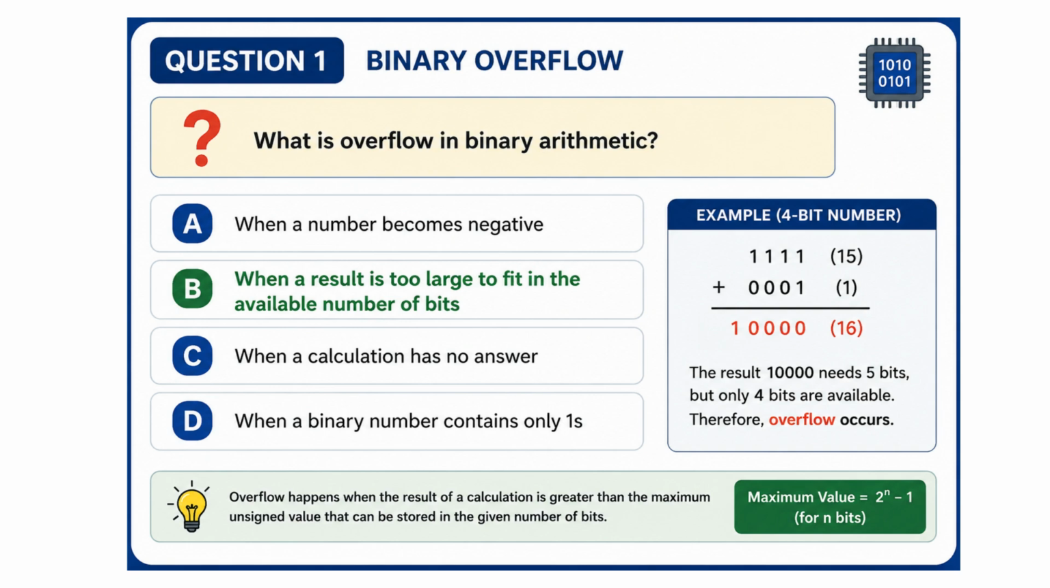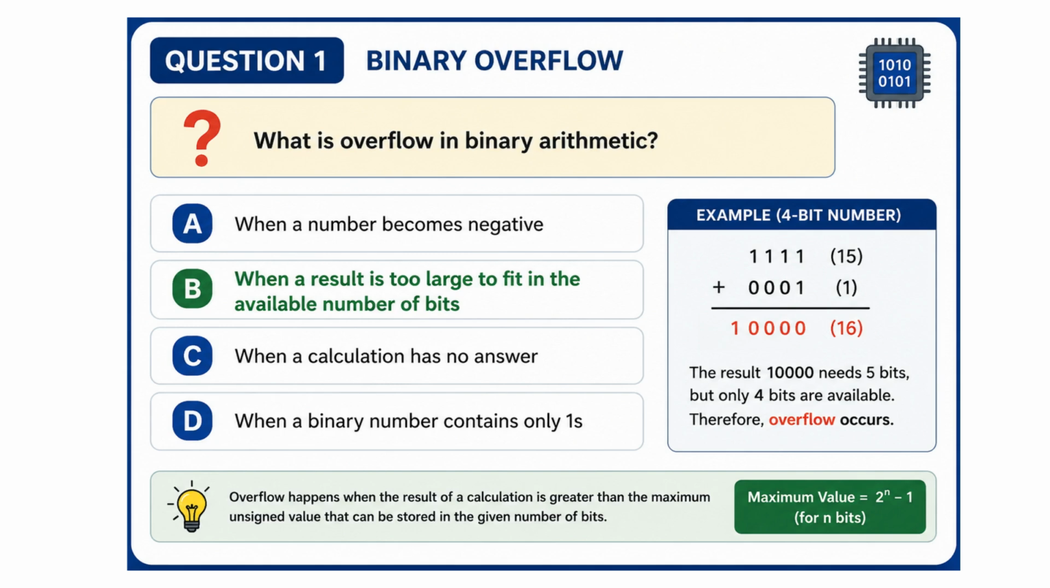The binary number 1111 is equal to 15. Now, we add 1. The answer becomes 10000. Notice, this answer needs 5 bits, but the computer has only 4 bits available because the result cannot fit inside the register. Overflow occurs. Remember this rule.